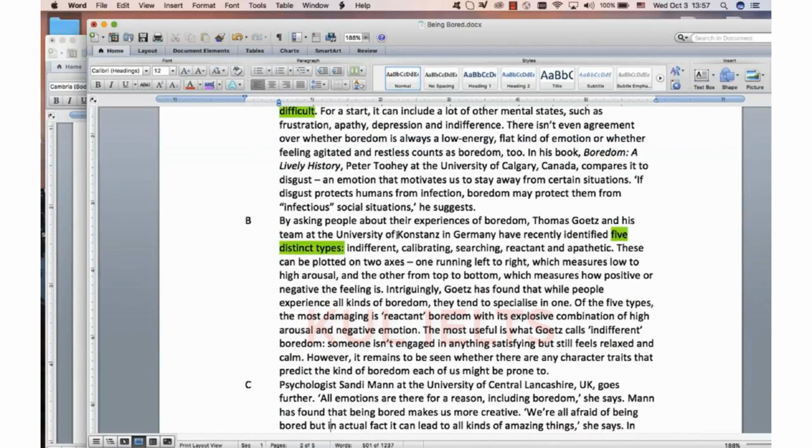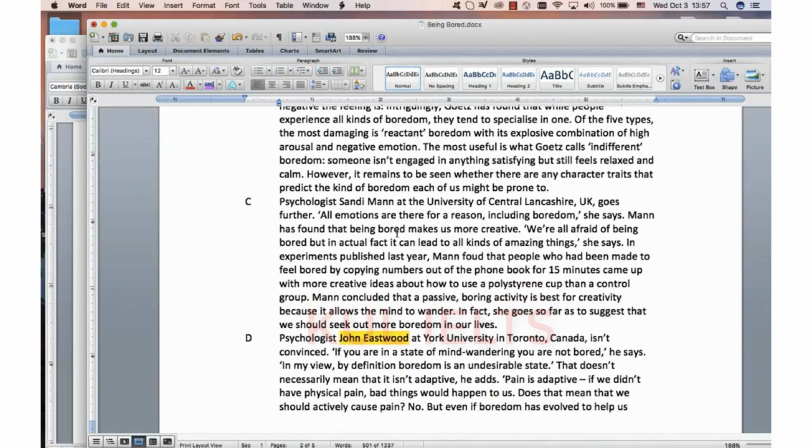Paragraph C. Now you want to skim quite quickly and see if you can see any linking language. There's some talking over there. No linking language yet. This is kind of linking language. It's an experiment published last year.